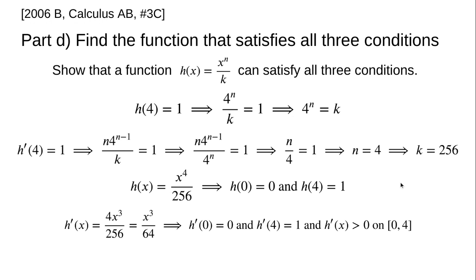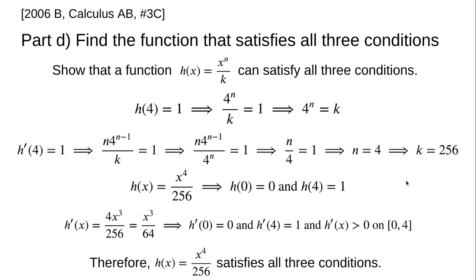H prime of x is the function x cubed over 64. If that is the case, h prime of 0 is 0, as is required in the question stem. H prime of 4 is equal to 1, as is required in the question stem. And h prime of x is positive for all x on the interval from 0 to 4, meaning that the h of x function that we've chosen is increasing everywhere on that interval. From this, we can conclude that the function h of x equals x to the 4th over 256 does in fact satisfy all 3 conditions for the ramp.